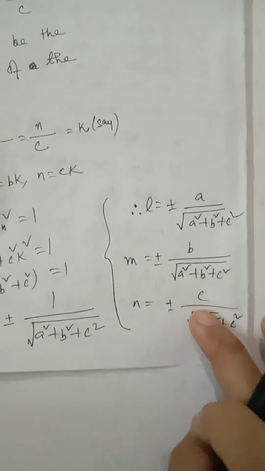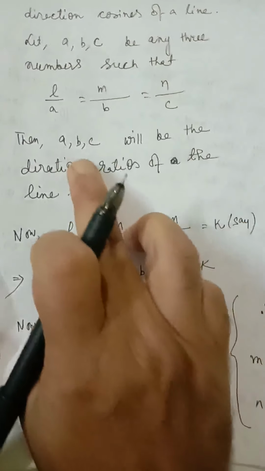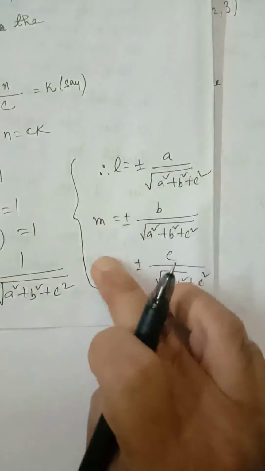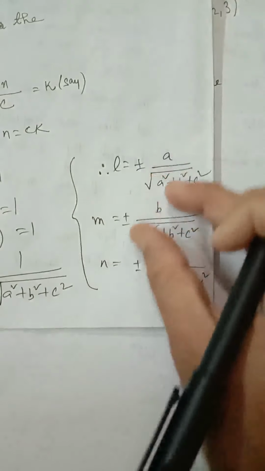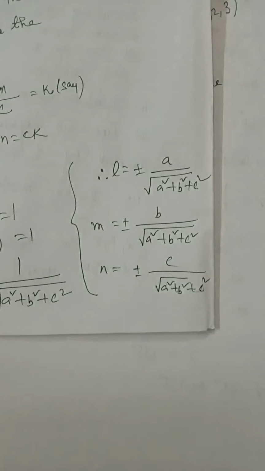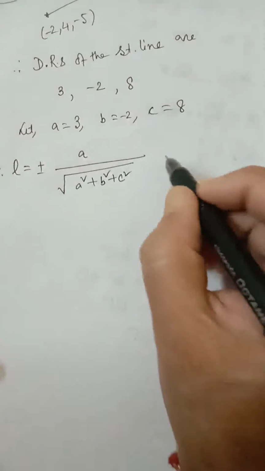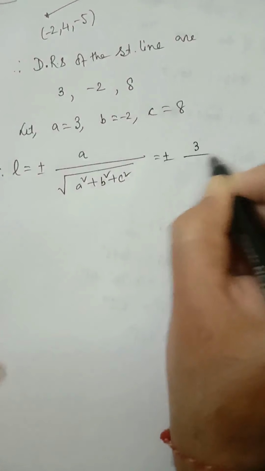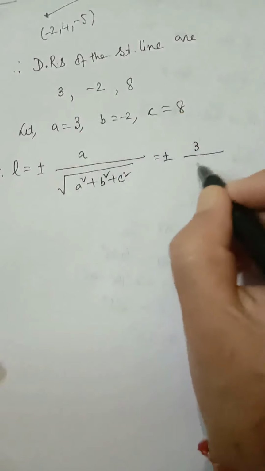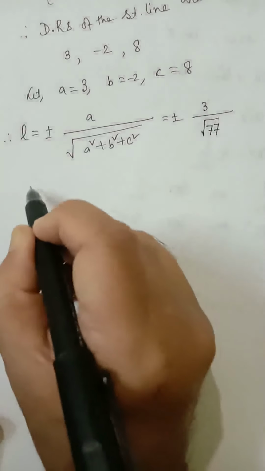And now we have this formula. If a, b, c, the direction ratios of a straight line, are given, then by using this we can calculate l, m and n, that is, the direction cosines. So l equals plus minus a by root of a square plus b square plus c square. It will be plus minus 3 by root of 9 plus 4, 13, 13 plus 64, it will be 77. So l equals plus minus 3 by root 77.